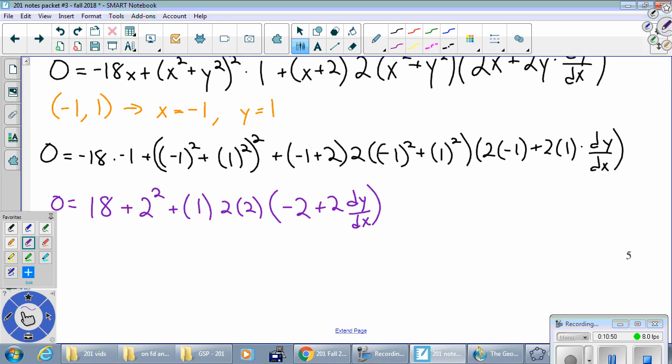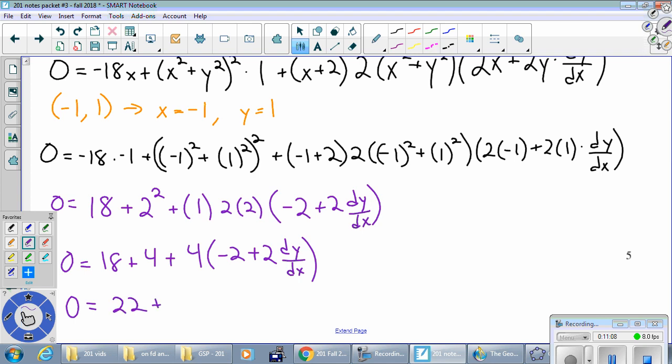Let's do some more arithmetic here. 0 equals 18 plus 4 plus 1 times 2 times 2, that's 4. You cannot combine anything in here. Don't try. Okay, and then this is 18 and 4 is 22, and then I'm copying everything here. Could distribute that 4 if you wanted to.